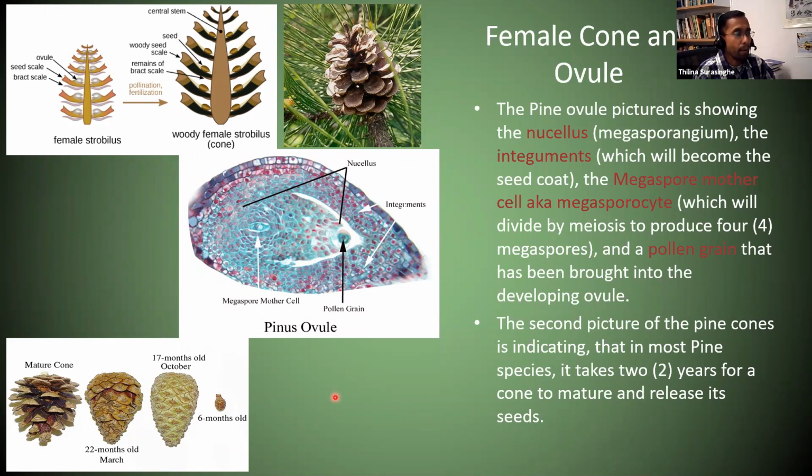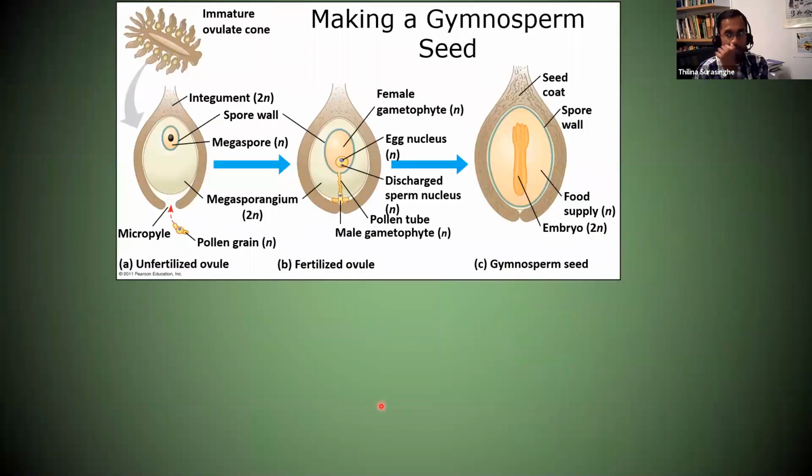So it takes time. Look at this time scale, right? From this point to this point, it'll take a minimum of 2 years. And by the end of 2 years, it's ready to release its seeds. What happens if they don't get fertilized? They'll drop the cone. That's it.